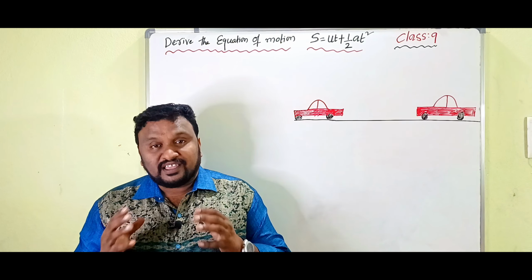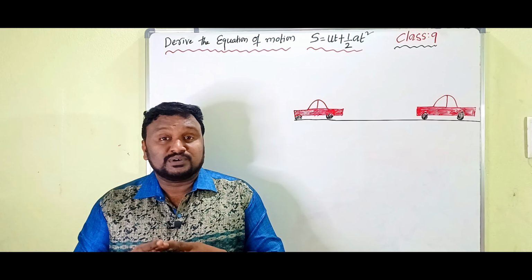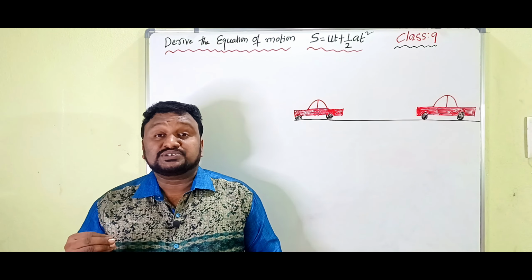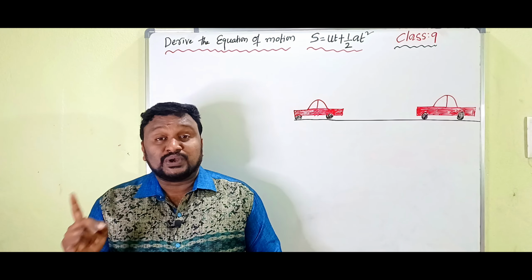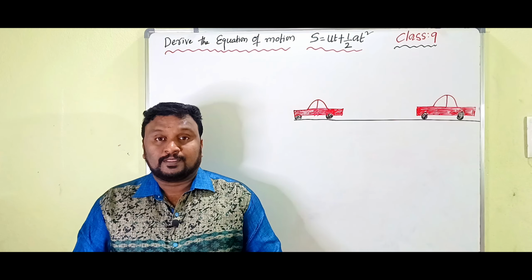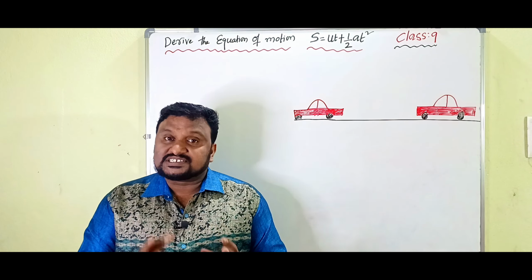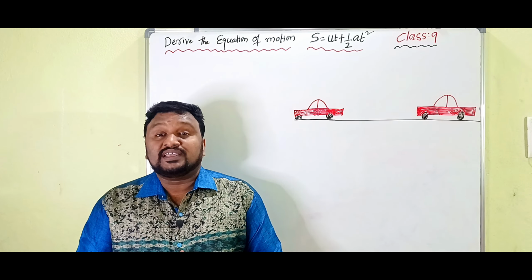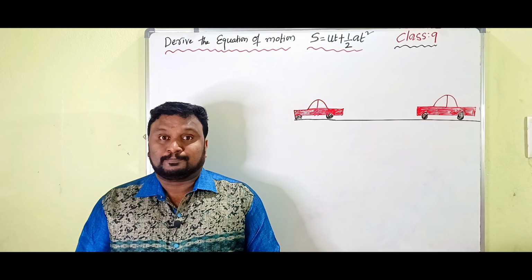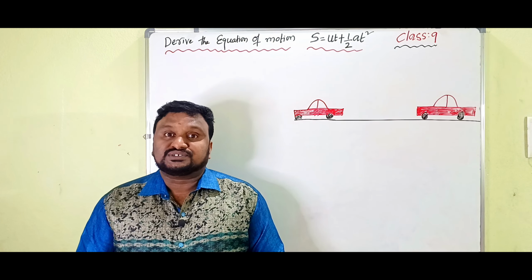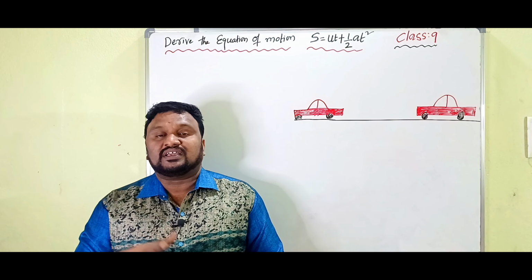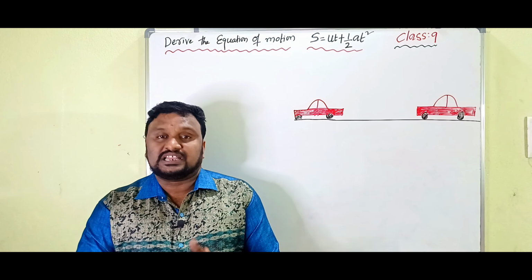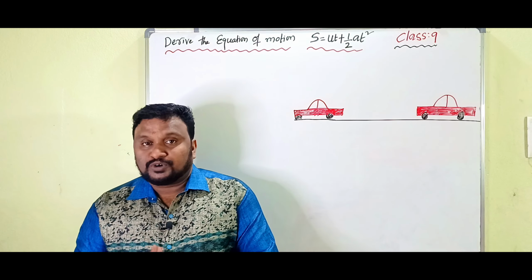Children, in this video we are going to discuss the derivation of the second equation of motion, s is equal to ut plus half at square. In the previous video we discussed the derivation of v is equal to u plus at. Clear, children? While you are watching this video, you have to prepare the notes, then only you will get the derivation very easily. Okay, let's go for that.